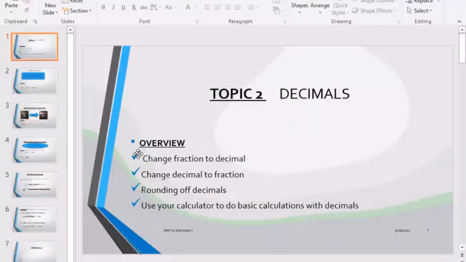You have to change fraction to decimal, then we change decimal to fraction, and rounding off decimals, as well as doing basic calculations with decimals.